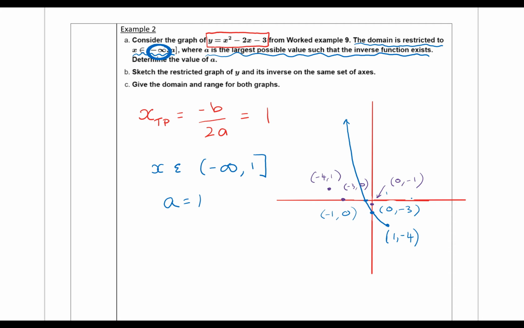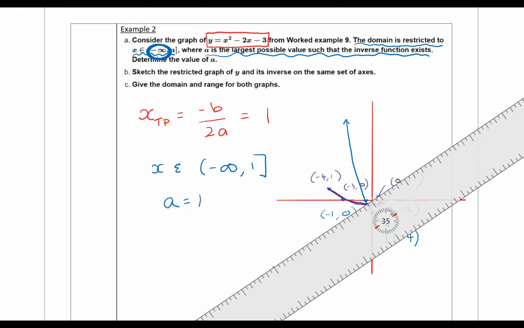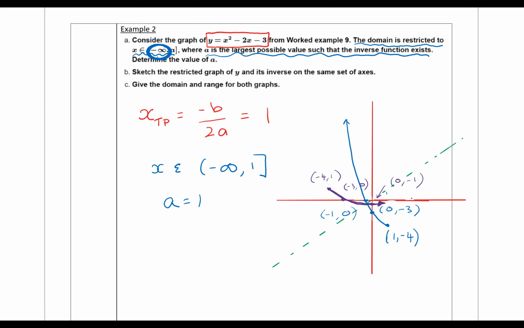Now, if I join these dots, we can see that we have that bottom half of the graph that we looked at last time. If we think about where this is reflected, it's reflected about the line y equals x. So we've got almost all the critical points. The only thing we're missing is that point of intersection right there.